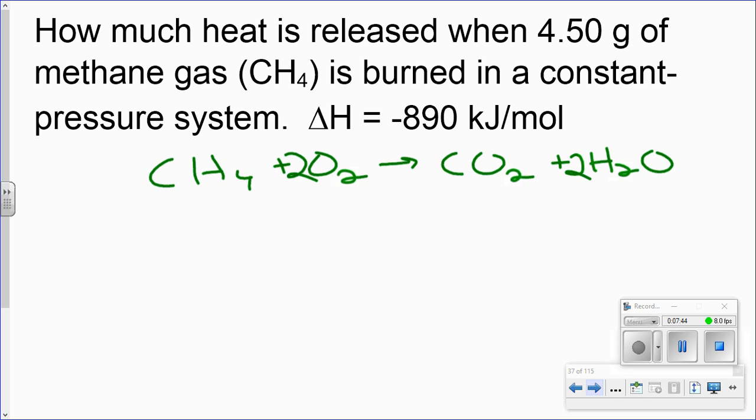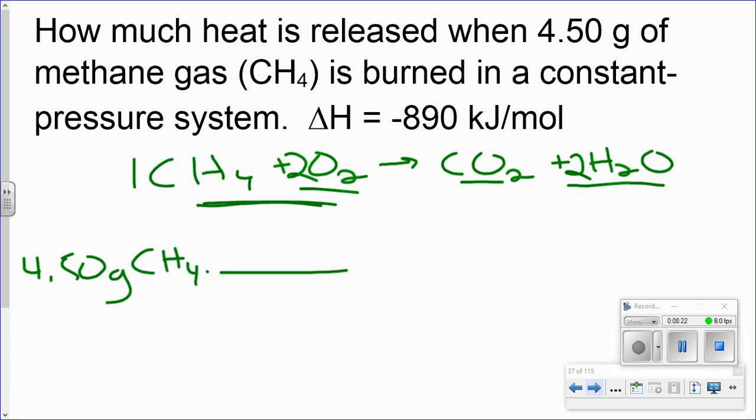All right, now, it says every time this reaction happens, your delta H, or your enthalpy, releases 890 kilojoules per mole, okay? So every time I burn 1 mole of this, it releases 890 kilojoules. Every time you produce this from these, you get 890 kilojoules of energy released. So you see, it does matter that the balanced equation is as specific as it is, because what we're going to do is we're going to take 4.50 grams of methane.